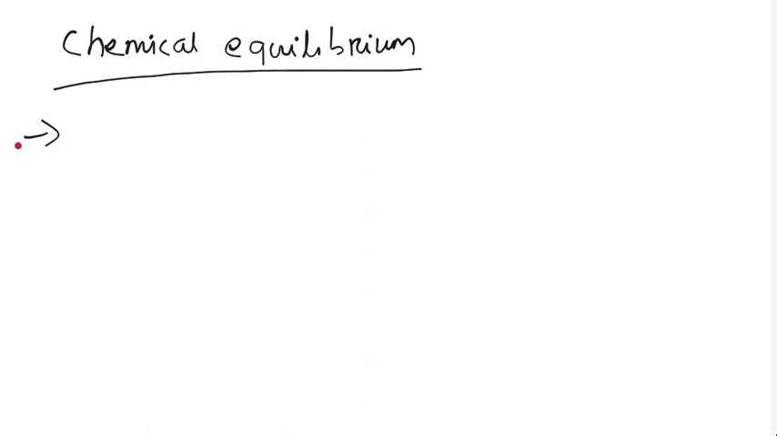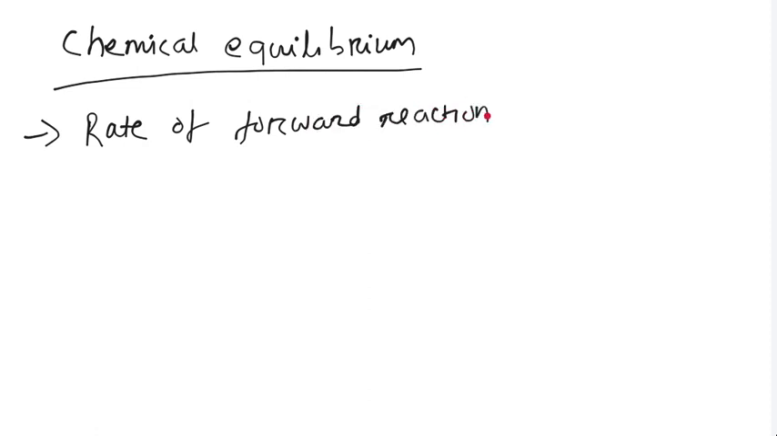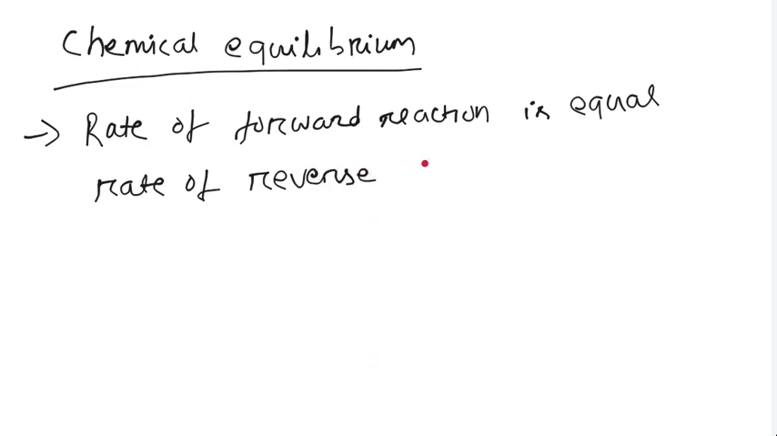So when we say a reaction will attain chemical equilibrium, it is when the rate of forward reaction is equal to the rate of reverse reaction.